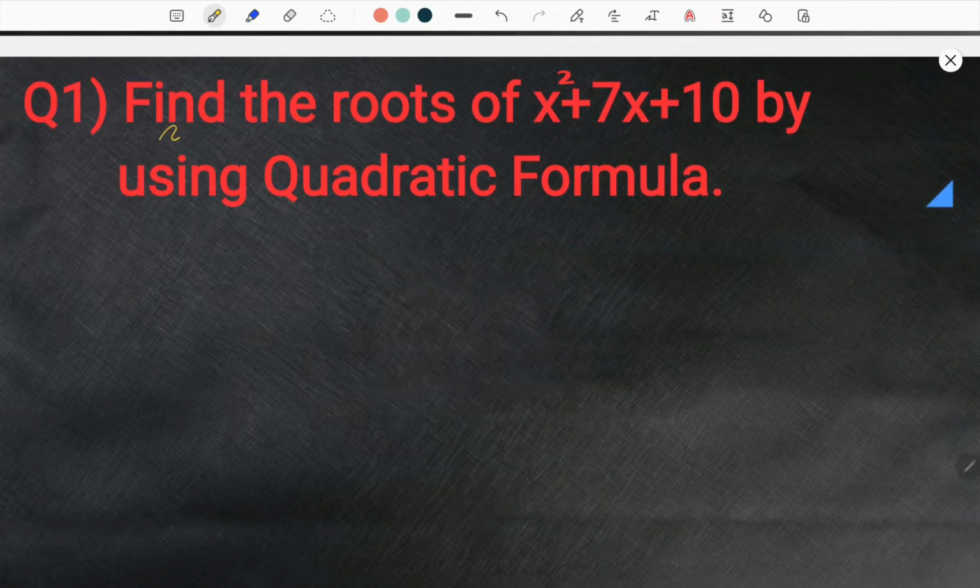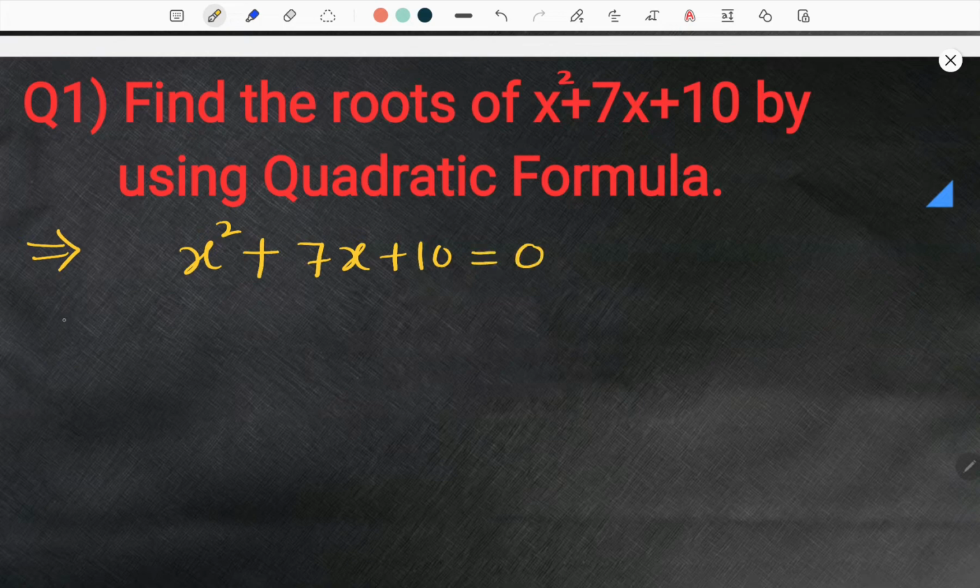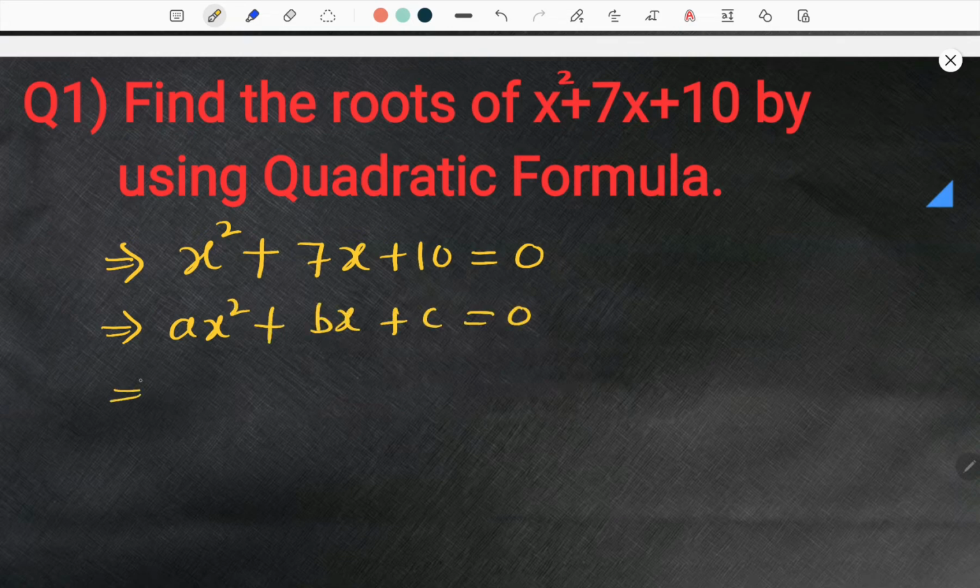So here is the first question. Find the roots of x square plus 7x plus 10 by using the quadratic formula. Quite a simple question, very interesting and very easy. You have to write x square plus 7x plus 10, and since it asks for roots, you have to make it equal to 0 and compare it. Whatever this equation is, it has to be compared with ax square plus bx plus c equal to 0.